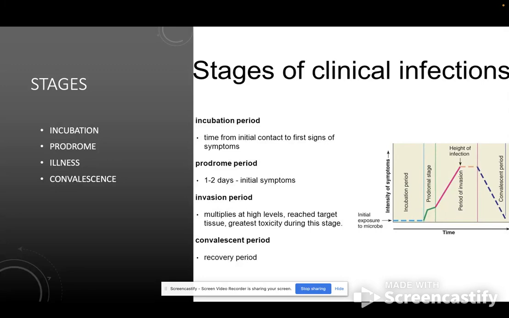The prodromal period, that is where you really show the initial symptoms and begin to get sick. Your invasion period, or your illness period, you have high levels of infection. It's reached its target tissue. You have the greatest toxicity of infection throughout your body during that stage. So if you look at the graph over here, it's at the very heightened point. And then your convalescent period, you're starting to recover, starting to get better and starting to return back to your normal.